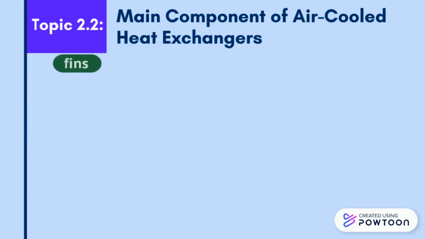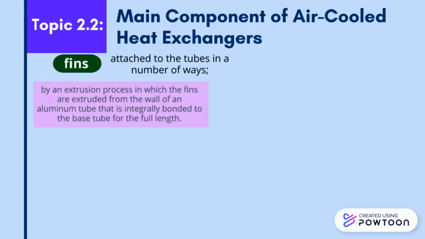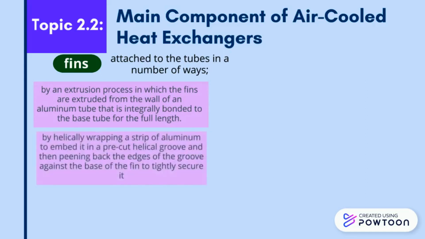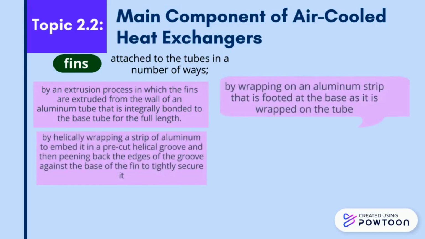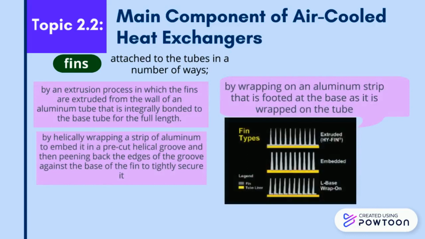One of the main components is the fin, which attaches to the tube in a number of ways. One is an extrusion process in which the fins are extruded from the wall of an aluminum tube that is integrally bonded to the base tube for the full length. Another is helically wrapping a strip of aluminum to embed it in a pre-cut helical groove and then peening back the edges of the groove against the base of the fin to tightly secure it. Another is wrapping an aluminum strip that is footed at the base as it is wrapped on the tube.